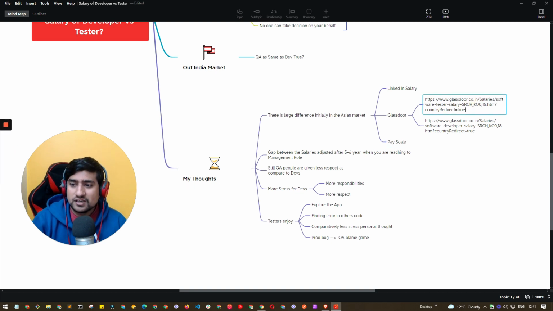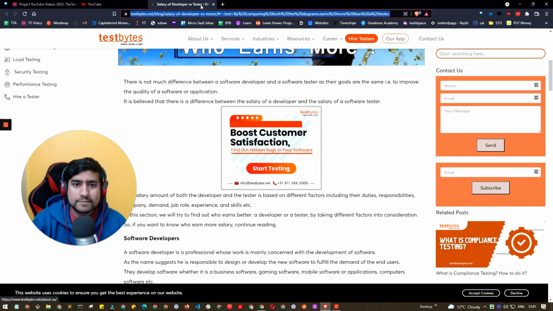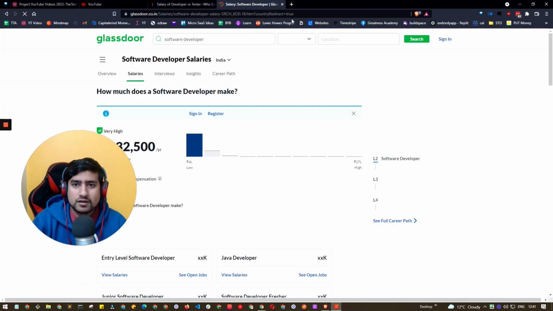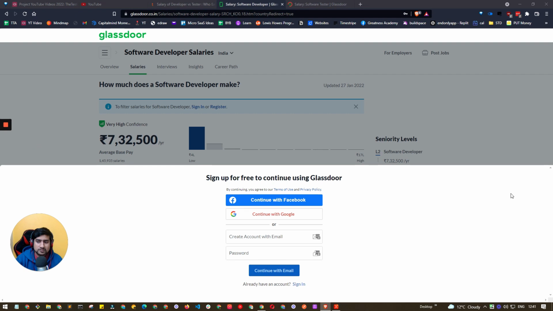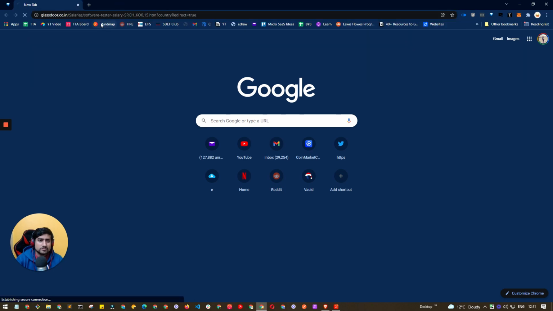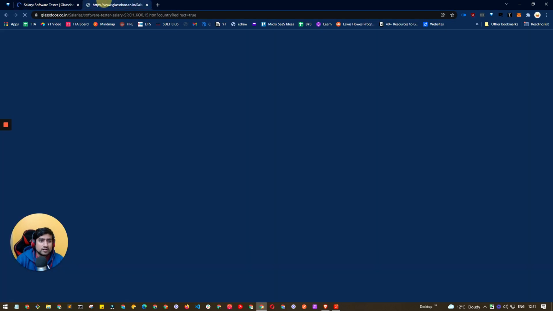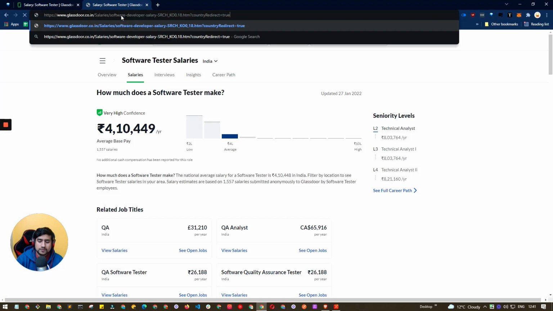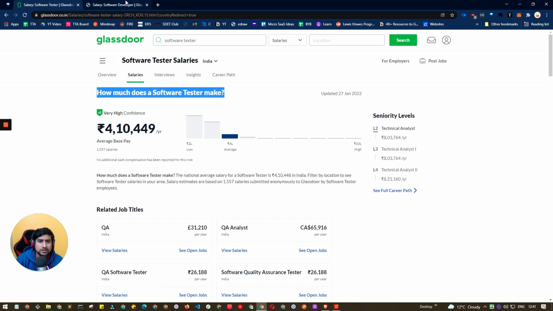Let's do one thing, which is these two URLs. Let's see the developer salary and let me copy the tester salary also. Okay, and here we go, guys. Let me make this a little smaller. Give me 1 second. Let me open them here so that I can ignore this pop-up. Right now, see, I have both of them open. How much does a software tester make? It's especially for India, you can change it accordingly. And here is a developer.